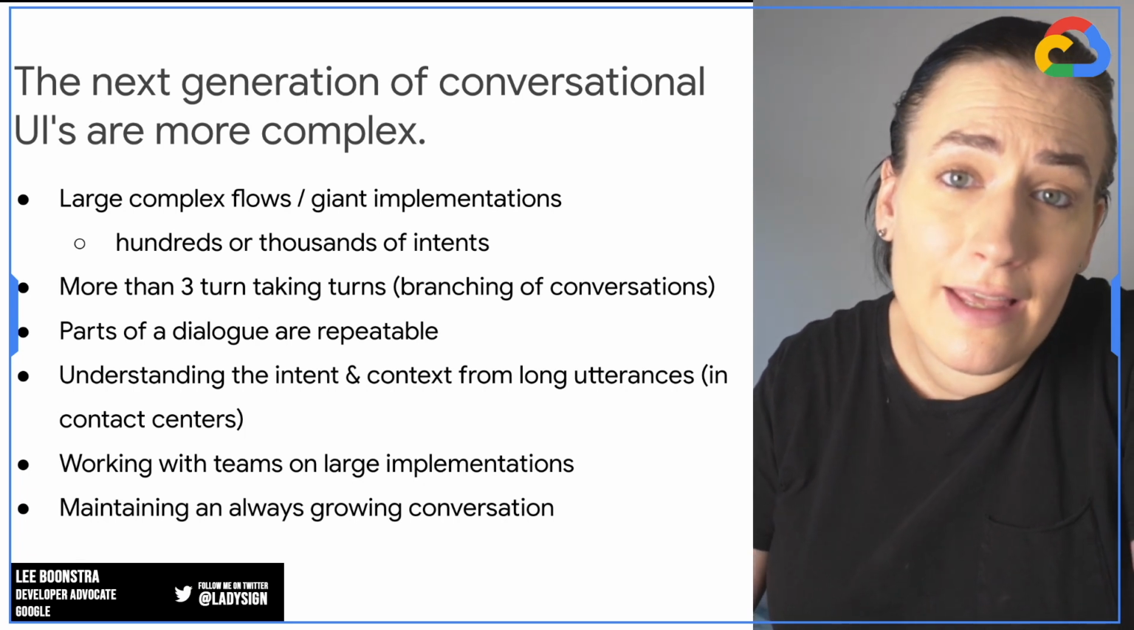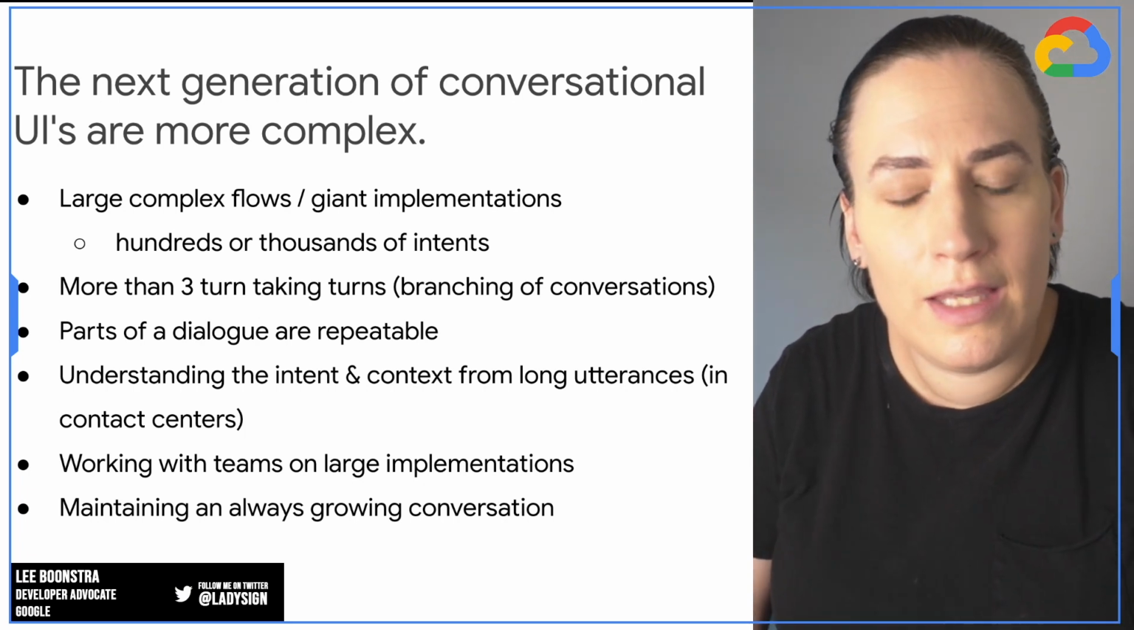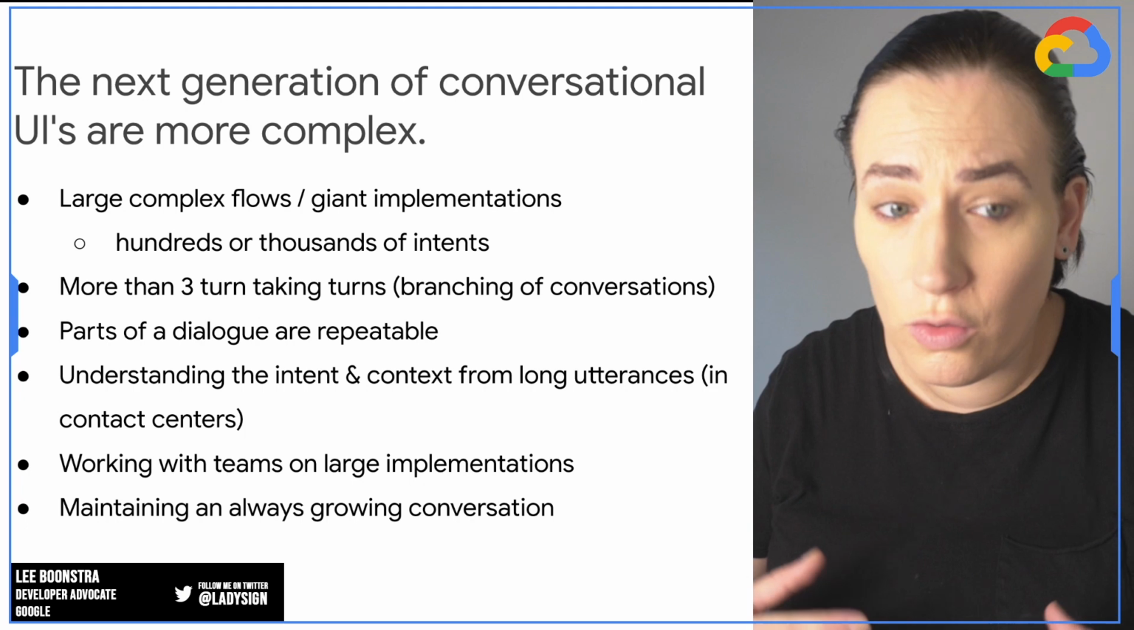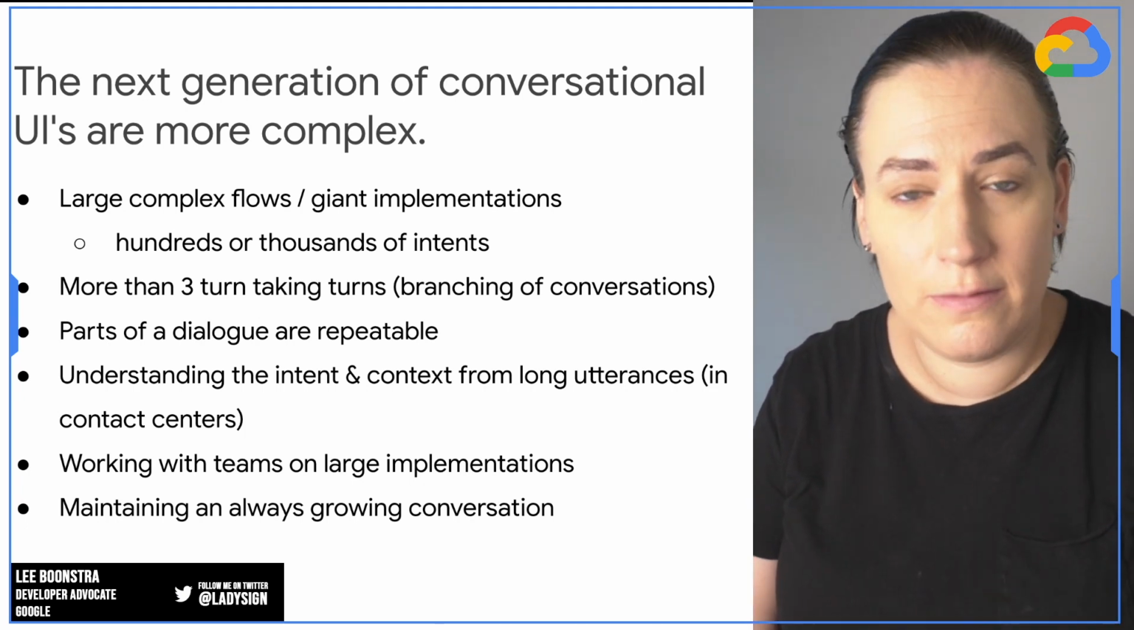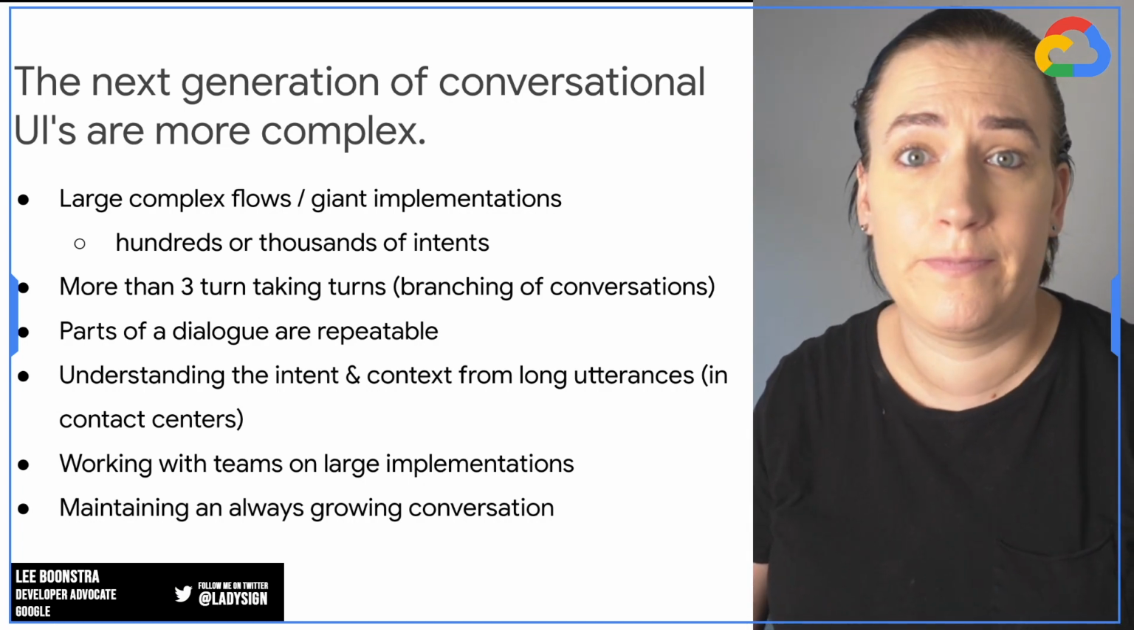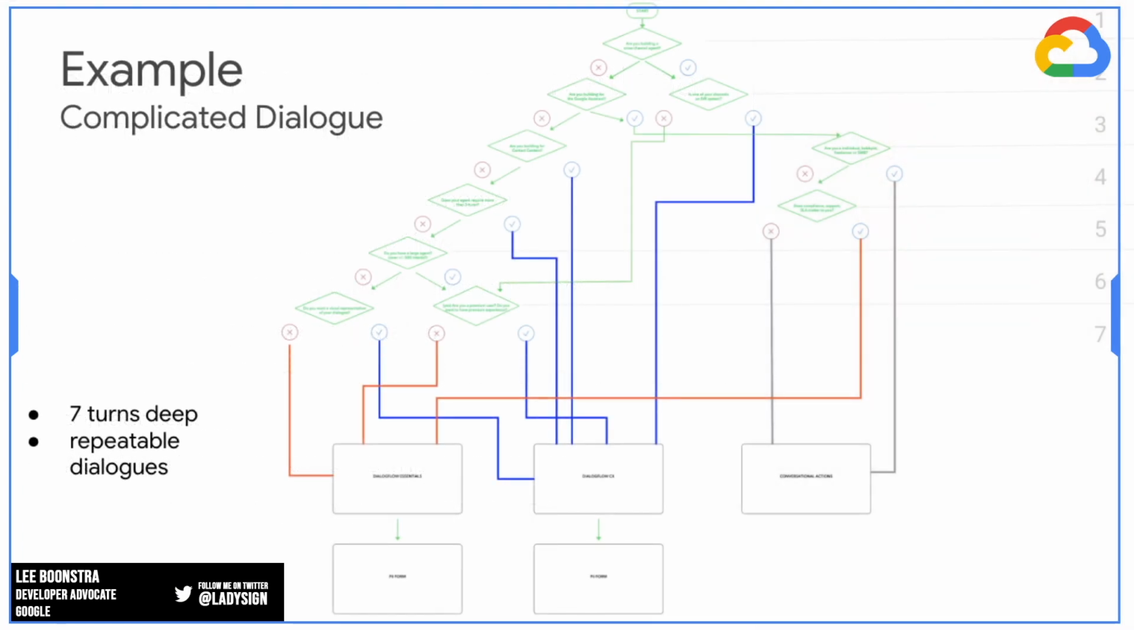And then on top of that, companies work with teams on large implementations. So they all need to work together and they need to maintain your virtual agent because it's always growing. Here you can see an example of a complicated dialog flow. And mind you, this example doesn't even have many intents. This example uses 7 turn-taking turns and a bunch of repeatable dialogues.